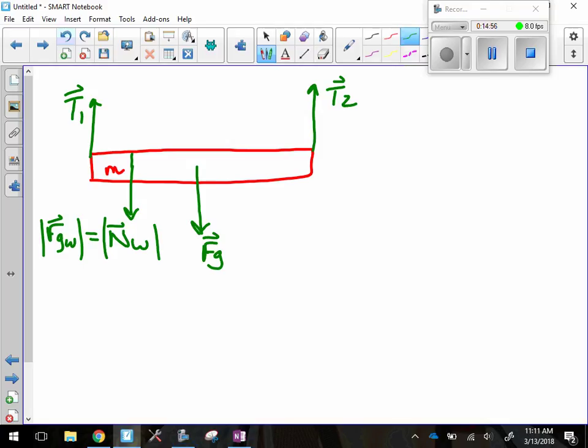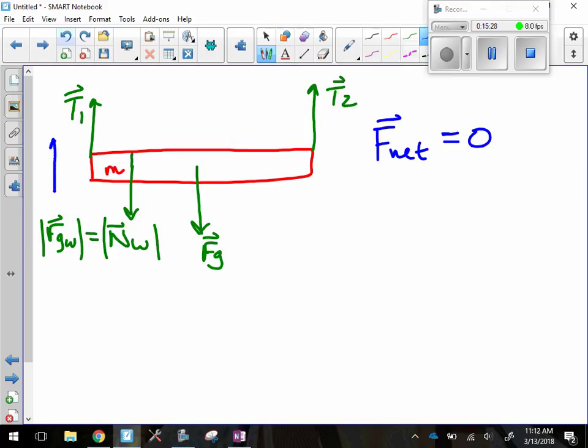Okay. So is this object moving? Nope. So what do I know for sure? F net is 0. Okay. It is in equilibrium. P is equal to 0. All good things. So remember that this F net equals 0 is really 3 equations, right? F net x is 0, F net y is 0, F net z is 0.